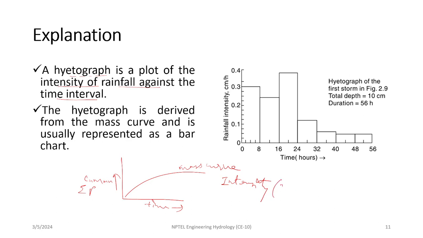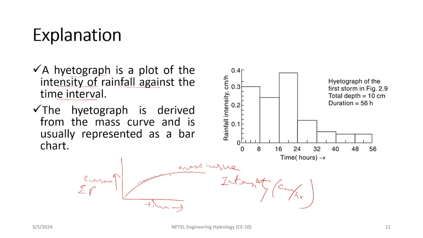Intensity, you know the unit of intensity is centimeter per hour or maybe centimeter per day. Now from this mass curve, how can I get the intensity? So we can subtract the last time interval from the preceding time interval and then divide it by the time interval. We get the intensity. You are right, you are following the same thing, but I am asking from the graph only.